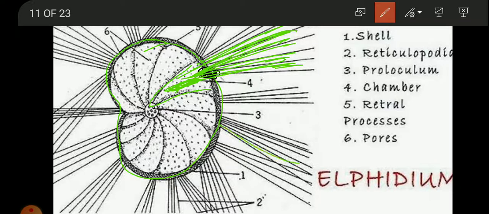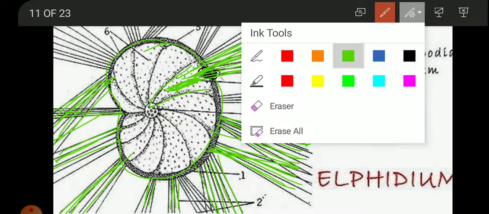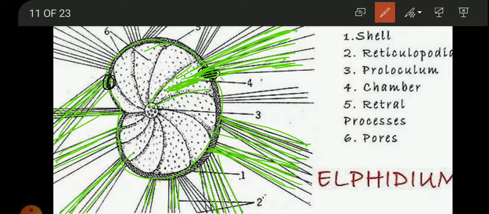You can see here all this pseudopodia. The cytoplasm will come out and form the pseudopodia. And here we say it as pseudopodia. The cytoplasm which came out is pseudopodia. From where it is coming, guys? It's coming from a pore, from the pore.